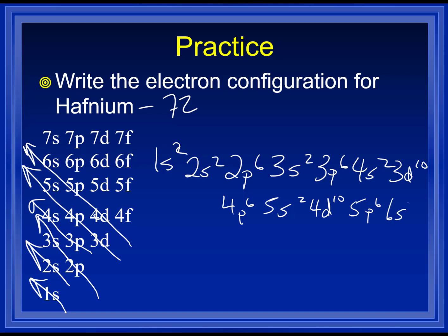Then 6s is 2, that's 56. Oop, got another arrow. Oh, and it goes through f's. So 4f, and how much can f's hold? F's can hold 14, right? 7 shapes. 14, that's 70. And then after 4f comes 5d. And I could put 10 in it, but that would give me 80. I only want 2, so I end up at 72. Just follow the arrows up from the bottom. Make sense? And that describes where you're going to find all 72 electrons in hafnium.